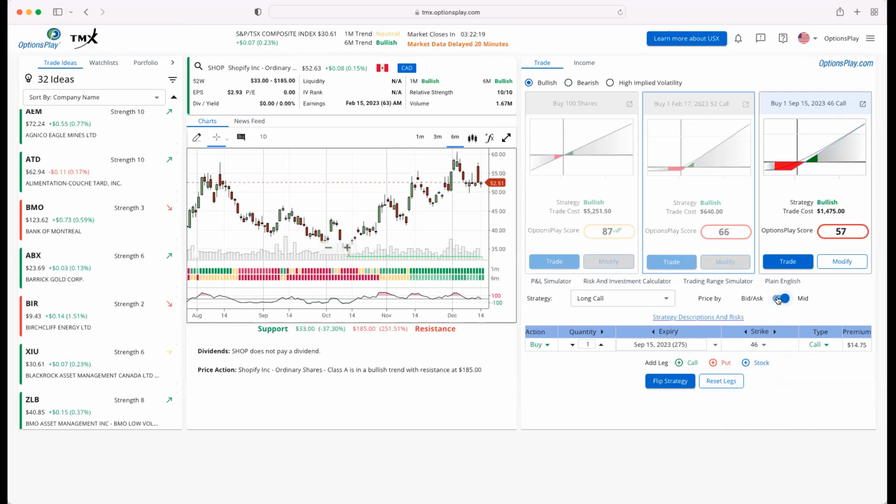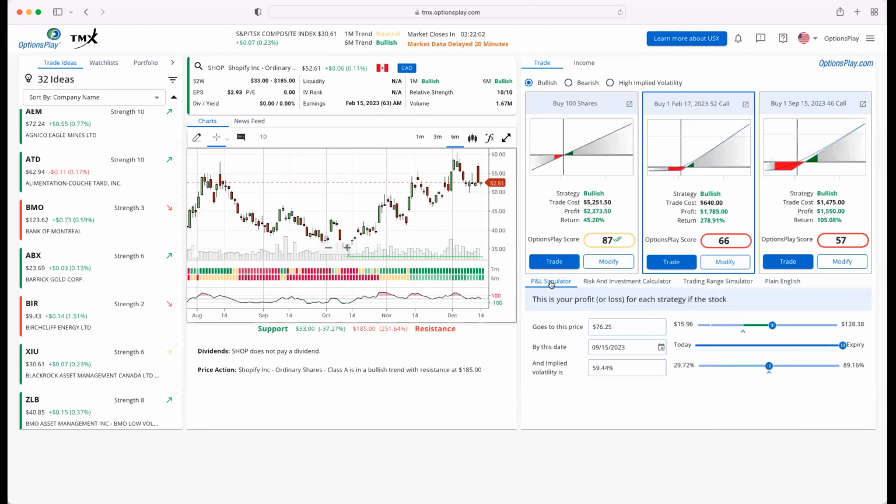If they are a little illiquid, I definitely want to make sure that we specify the midpoint. So we've got 46 at 14.75. This is an at the money, and this is versus buying 100 shares. So let's just compare and contrast as far as what happens with the P&L simulator.